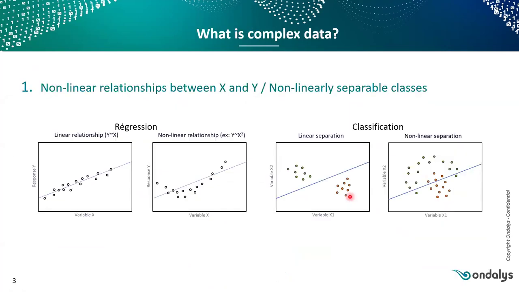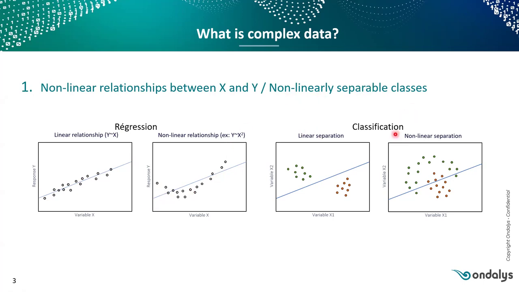And we'll see first what we can call complex data. First of all, there is a complexity related to the nonlinear nature of the relationship that can exist between the predictive variables that we will call X and the response that we want to predict, which we will call Y. For instance, here in the regression case, we could have a linear relationship as in this first picture, but it can happen that we have a non-linear relationship between the variable X and the response Y. And in this case, a linear model like PLS will not be enough to correctly model this relationship.